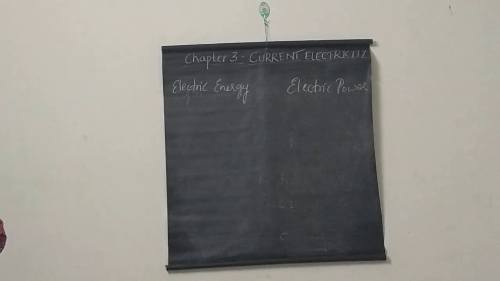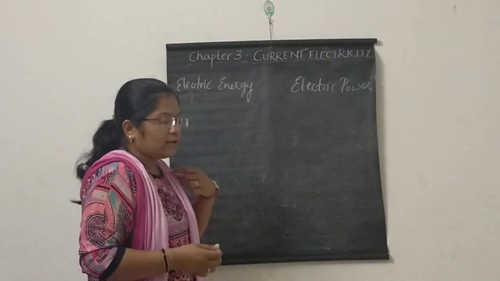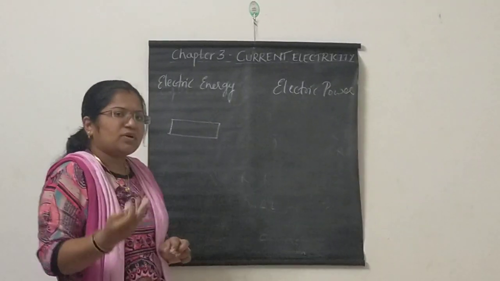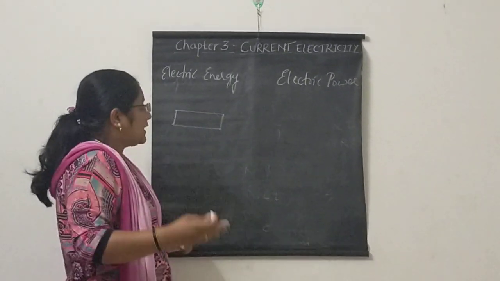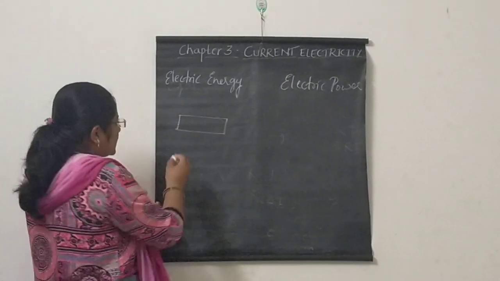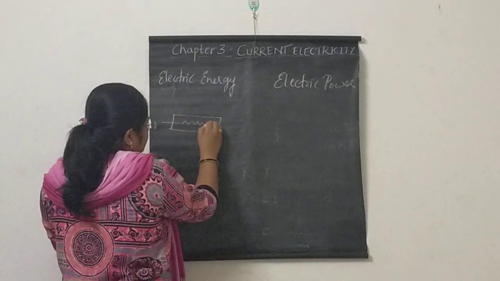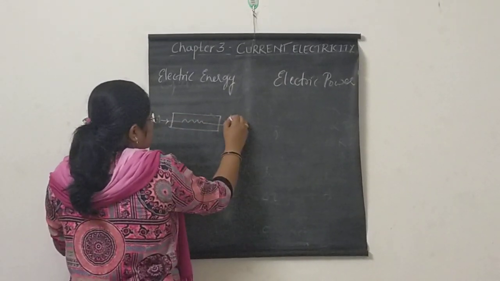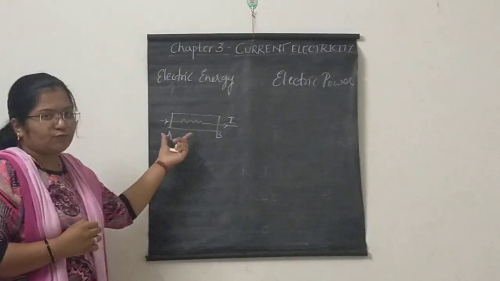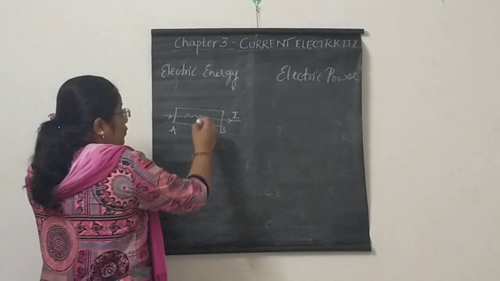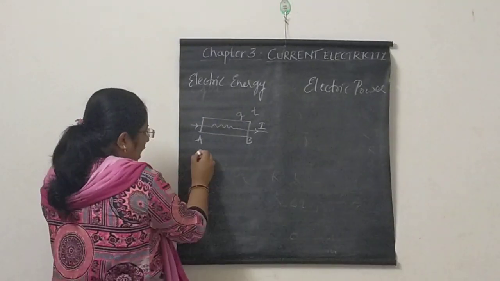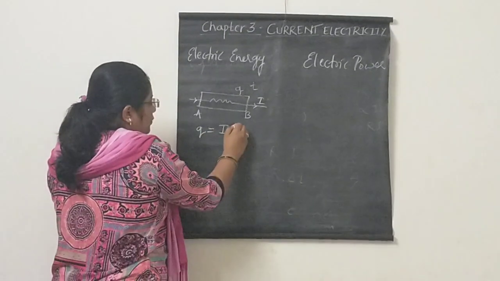So electric energy is nothing but what? Before going to the definition, let's explain it first. Now consider one current element, or any electric device like a heater, an electric lamp, anything. Let's consider this is one electric device. In this electric device, current I is flowing from end A to end B, and Q number of charges are moving in a time T. So what can we write Q as? Q is equal to I into T.